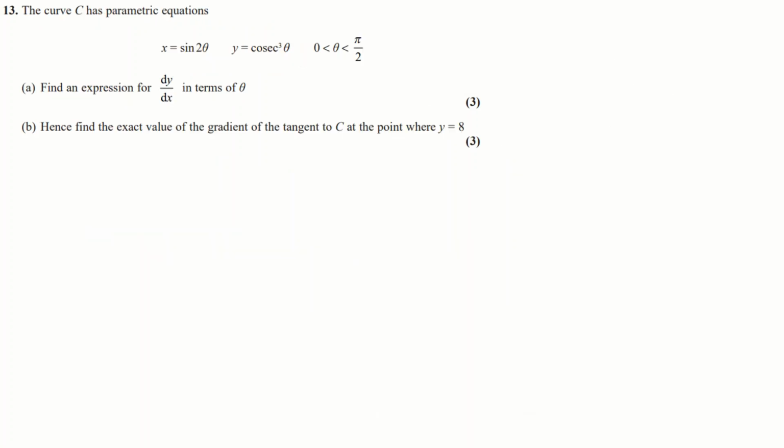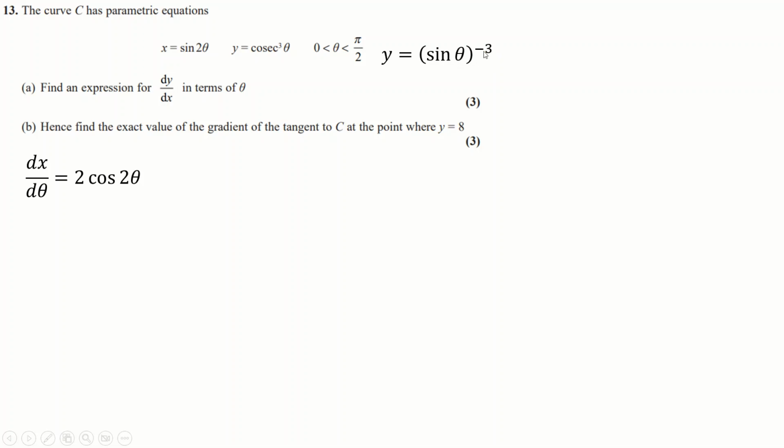Good. Cool. So next question. Find dy by dx with parametric equations. So we just differentiate both these things with respect to theta. The first one gets this. And the second one, I chose to write this as sine theta to the power minus 3, because now I can just do chain rule.